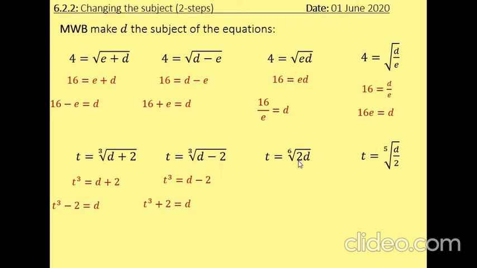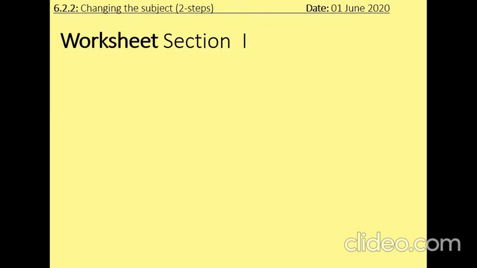Next, we can see D is being multiplied by 2, and then we found the 6th root. So we're going to raise both sides to the power of 6 to undo that. Then we're going to divide both sides by 2 to get the D by itself, to make D the subject. And the last example, we have D is being divided by 2, and then we found the 5th root. So working backwards, we're going to raise both sides to the power of 5, and then we're going to multiply both sides by 2. So those are your practice questions. Hopefully you've made lots of corrections, and you're going to work on section I of the sheet now.